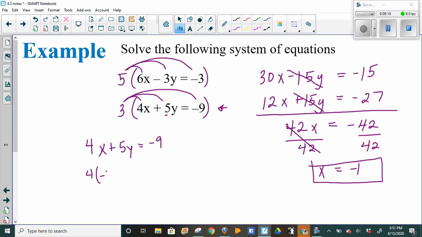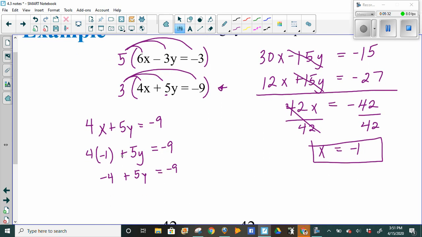4 times -1 plus 5y equals -9. So I get -4 plus 5y equals -9. So I'm going to add 4 to both sides. Try not to scroll up too much because I got my answer down there.